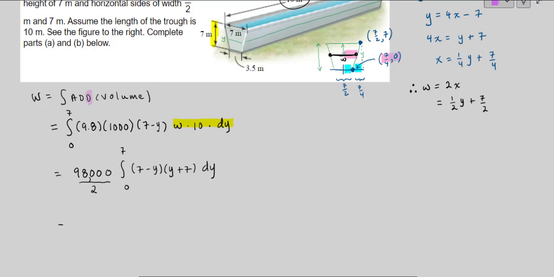Then we just need to rewrite this, so we can rewrite this as 49,000 and inside, if we put this in descending order, we'll have negative y squared. And then notice that when we do the foiling, negative y times 7 is negative 7y, and positive 7 times y is positive 7y, so we have that part canceling. And then we have plus 49.